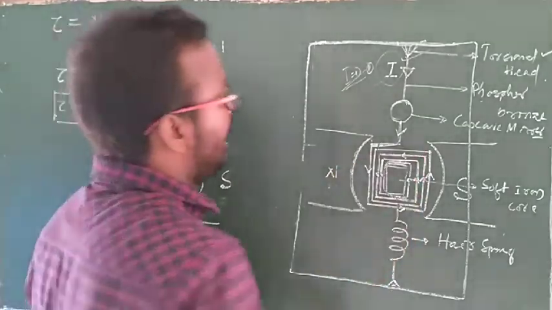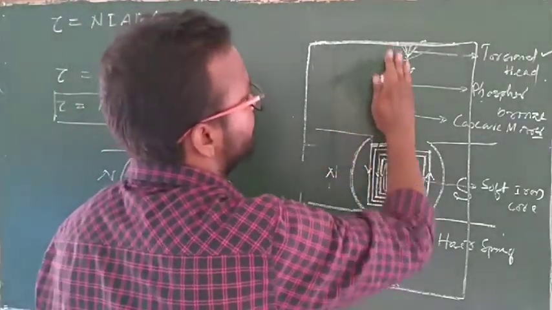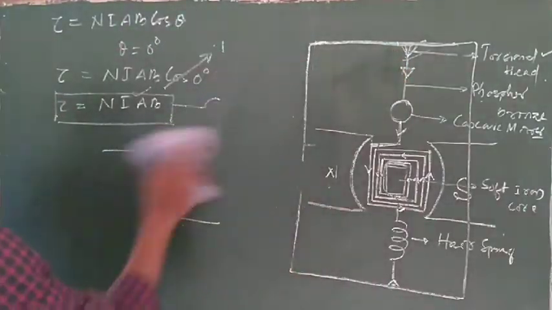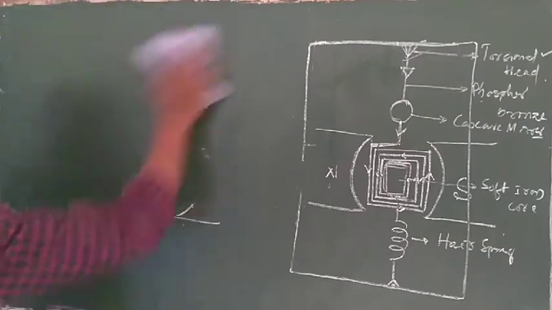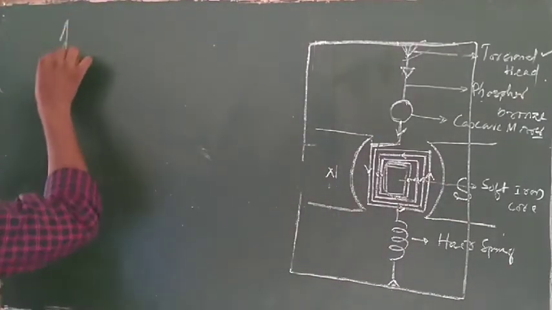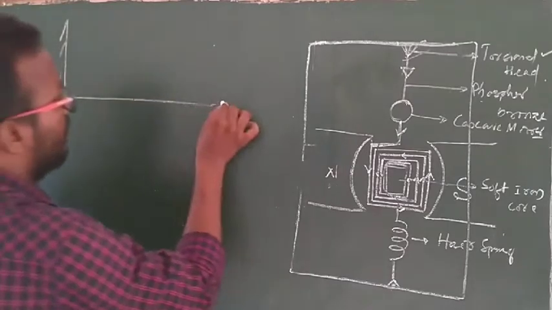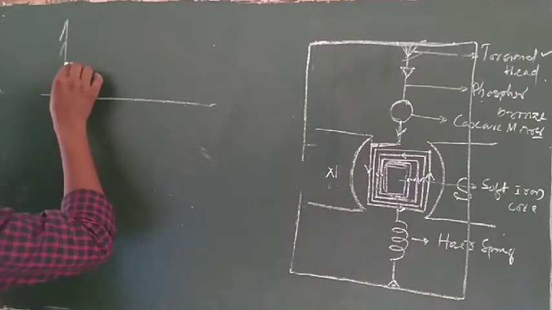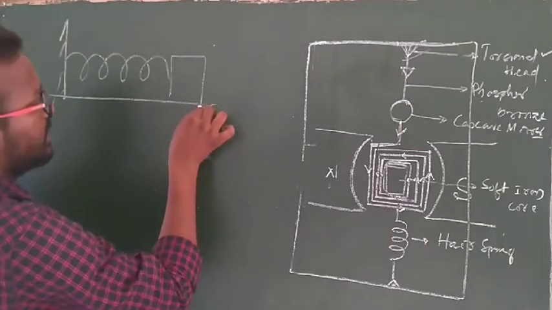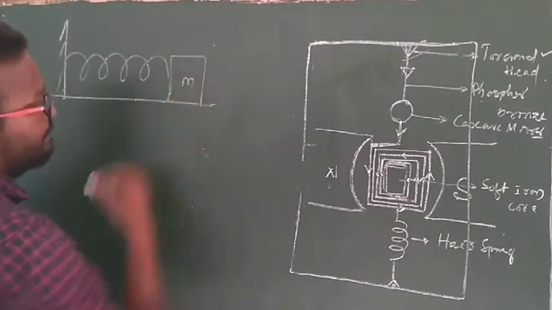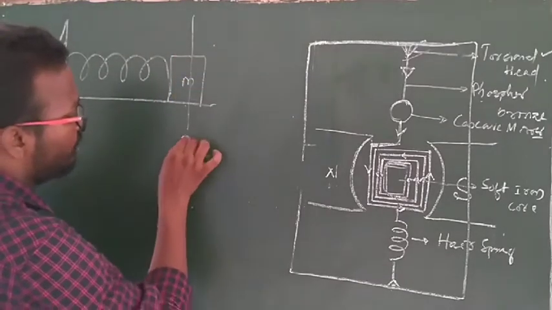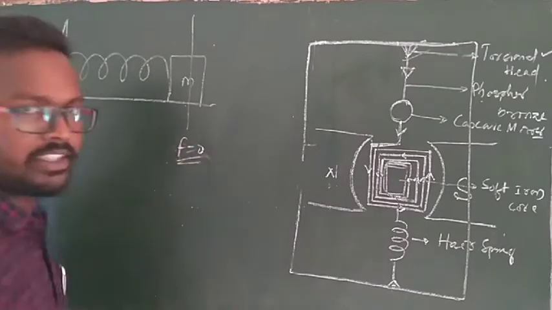Clear? Okay. Now suppose we know this is now equal to NIAB. Suppose we have a spring which is fixed over a table. This is the spring, and here the spring is connected with a mass, and this is the equilibrium position where the net force acting on the body is zero.